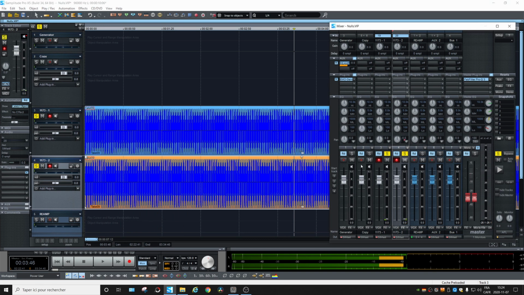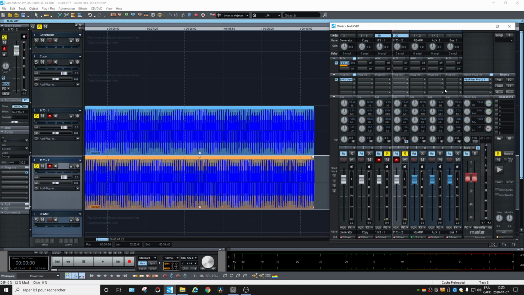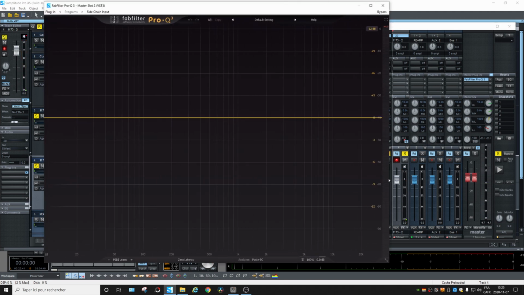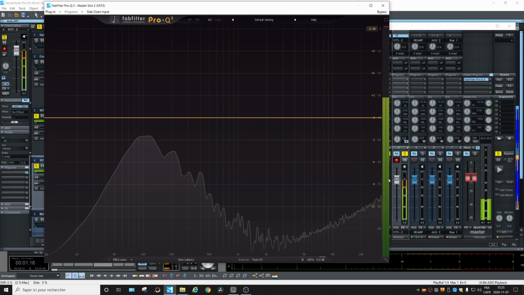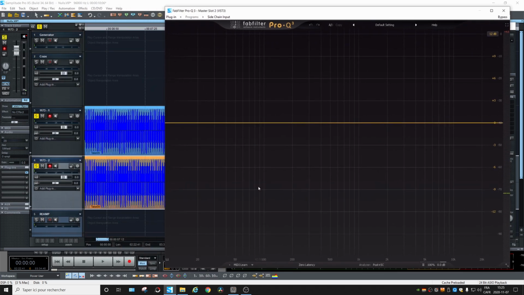So let's hear it again. I'm going to flip the polarity while it plays. There is still something different. Let's go back to the spectrum analyzer. So we see that one of the units gives us a bit more of the 100 Hertz. So let's try to find which one.